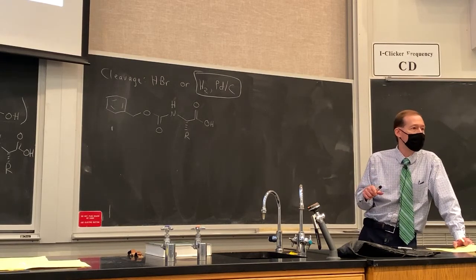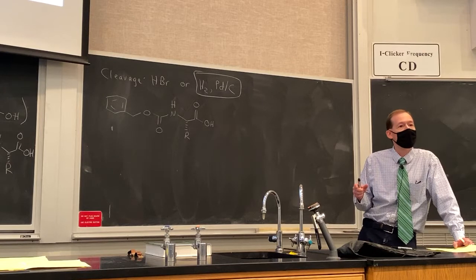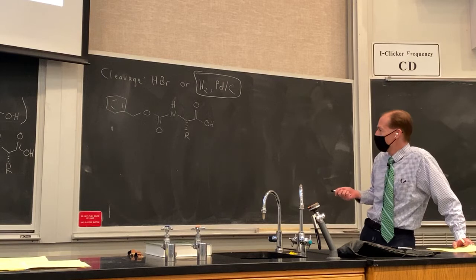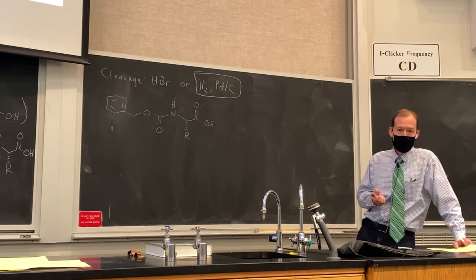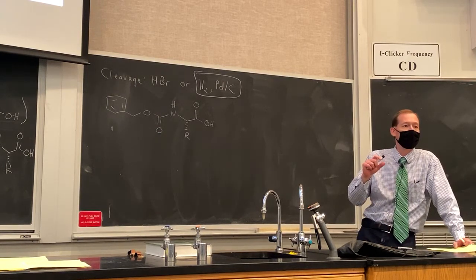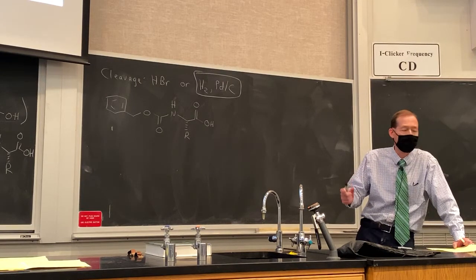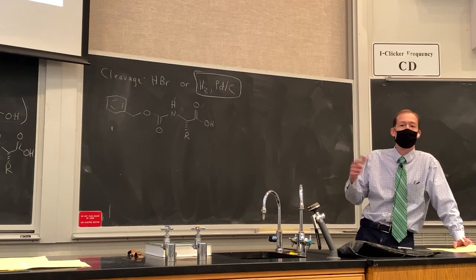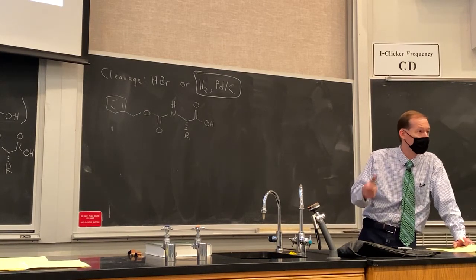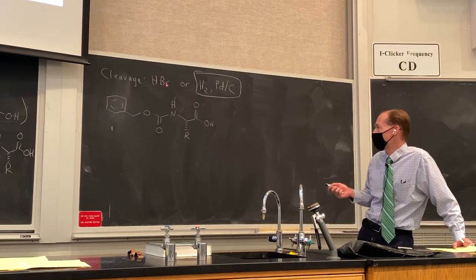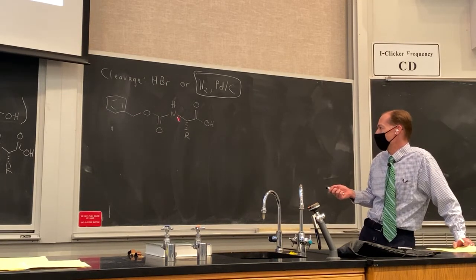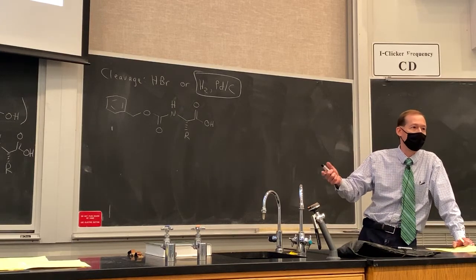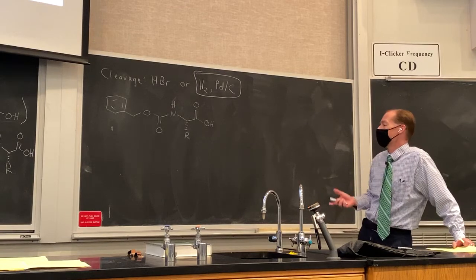We won't draw a mechanism because it's going to be the same mechanism that we used to cleave the Boc group with acid. We protonate the carbonyl. In the case of the Boc group, we lost a tert-butyl cation, a tertiary carbocation. In the case of the CBZ group, we're losing a benzyl carbocation, a resonance-stabilized cation. And then that benzyl cation just reacts with the bromide, and then we would get a carbamic acid, which fragments and loses CO2, just like we talked about with the Boc group on Monday.